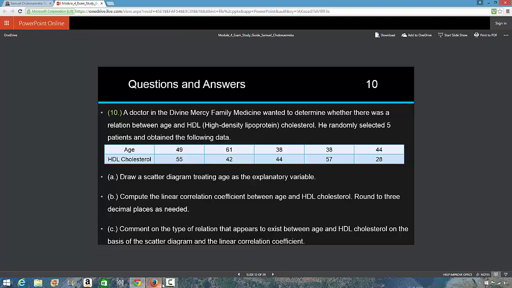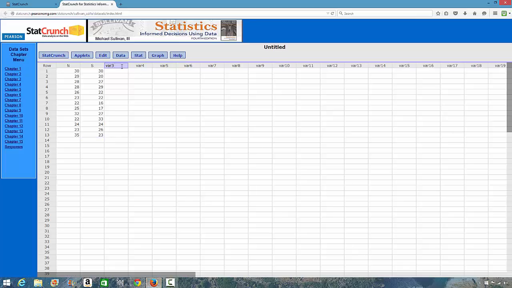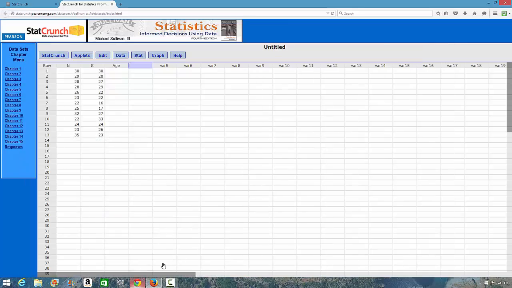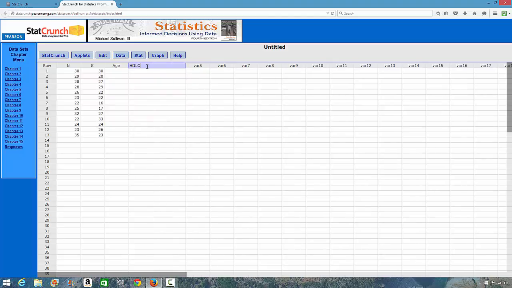So we draw a scatter diagram here. We go to StatCrunch. We have age, and we have HDL cholesterol. So for my age, I put 49, 61, 38, 38, and 44. This is my explanatory variable, and that is my X.